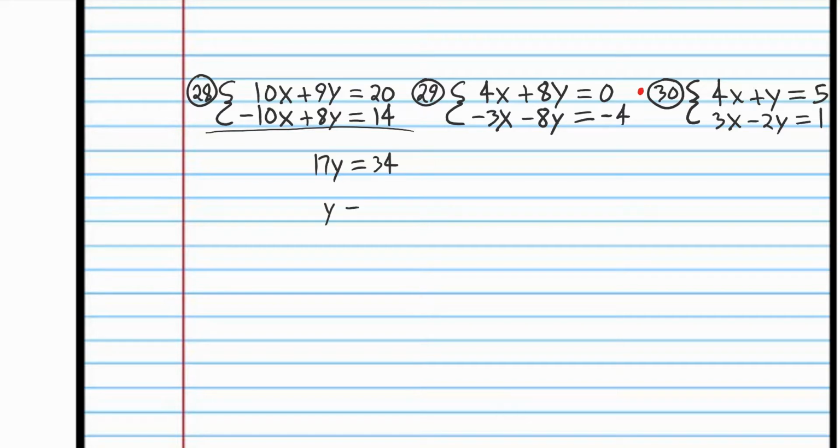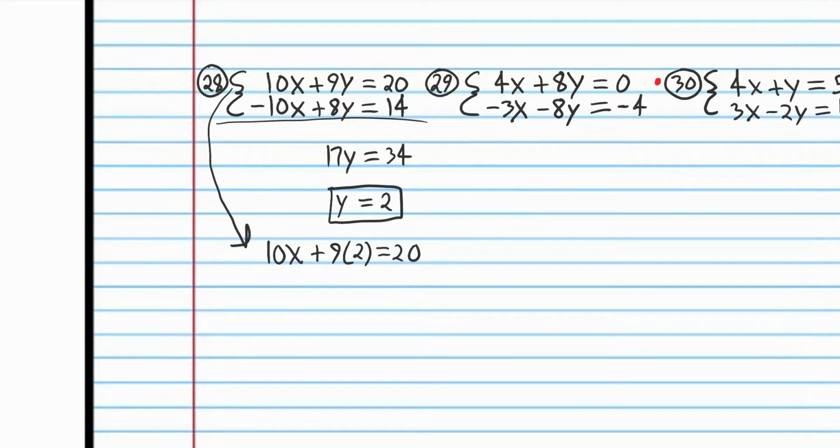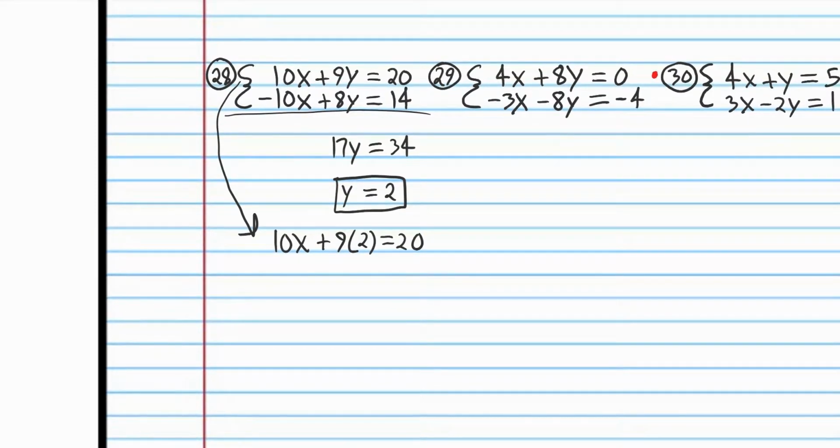Divide both sides by 17, and if you had trouble with 34 divided by 17, just get out your calculator, no big deal. Now I'm going to use the top equation to find x. And I'm plugging in y. And now we just simplify.